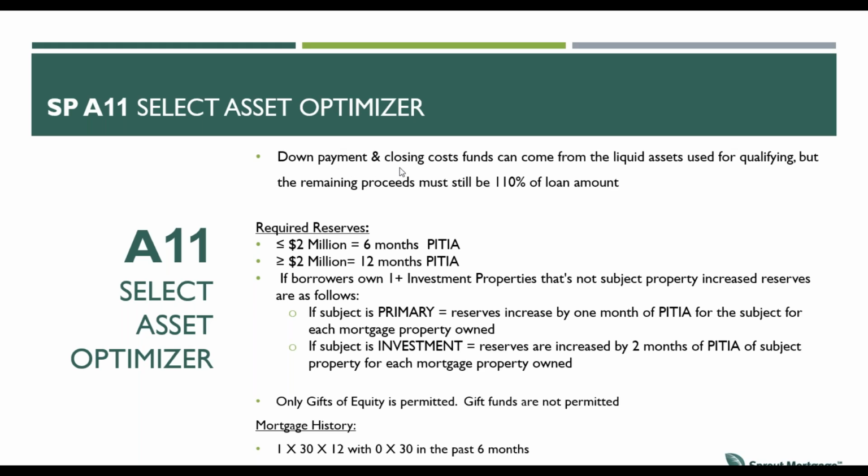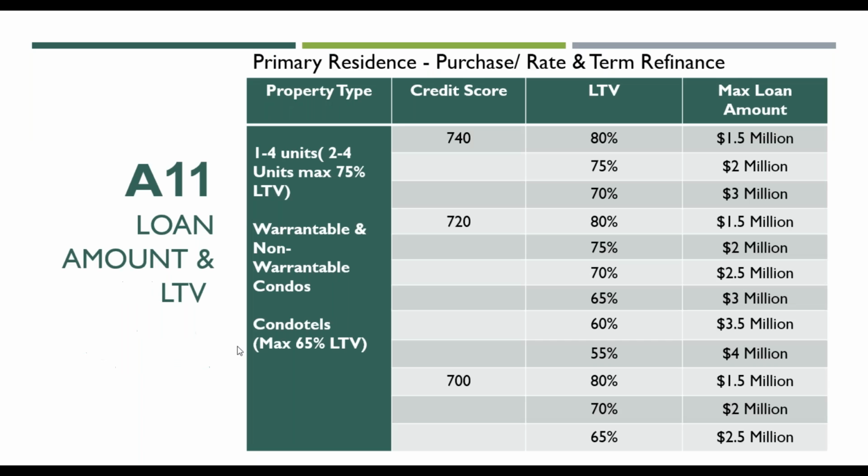So down payment and closing costs can come from that account. So that Voya account, if you remember, had 650. We only needed the 440. So that means they could also use that account for down payment and closing costs as long as that 440 remains in there. Reserves are the same. You still have those additional reserves if they own additional property. No gift funds on this because it is an asset-based account, but we do allow gift of equity, okay, only on primary homes. Here's your mortgage history, which is the same, the 1 times 30.